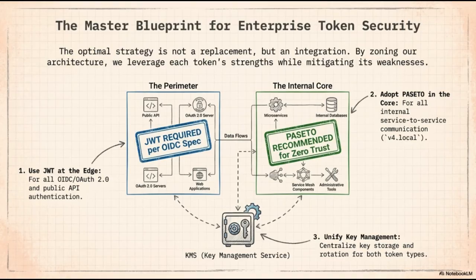Second, as data flows into the internal core, we recommend adopting PASETO. PASETO is built for zero-trust architectures. It offers a more secure, hardened approach for internal service-to-service communication, specifically using the v4.local implementation to avoid common JWT vulnerabilities. Finally, the foundation of this strategy is unified key management. By centralizing key storage and rotation within a KMS, we ensure consistent security policies and operational efficiency for both token types across the entire infrastructure. This tiered approach gives us the best of both worlds: standard-compliant external access and high-security internal operations.